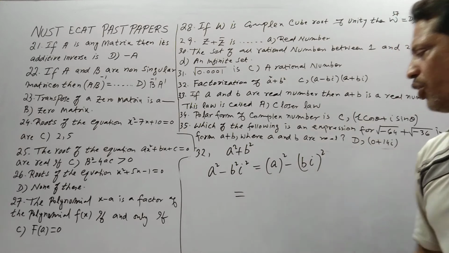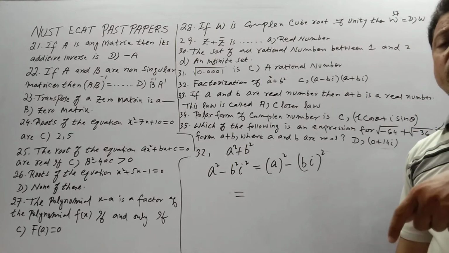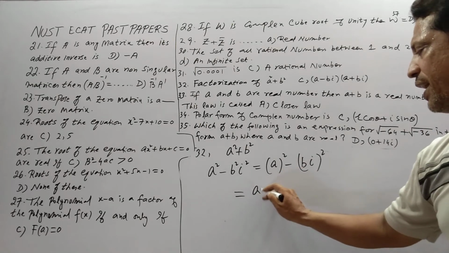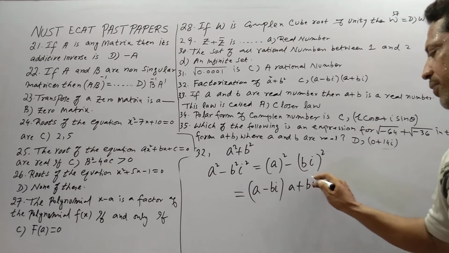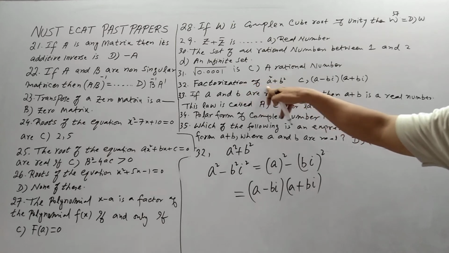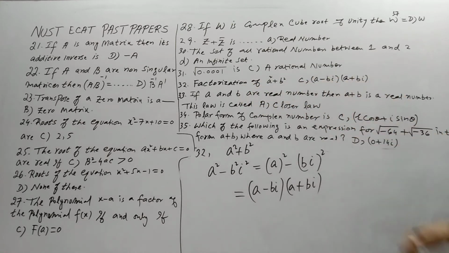From lower classes we learned a formula: a square minus b square is equal to a minus b into a plus b. So a minus b iota into a plus b iota. This is our final answer. Therefore, the factorization of a square plus b square is option C, a minus b iota, a plus b iota. Hope you understand.